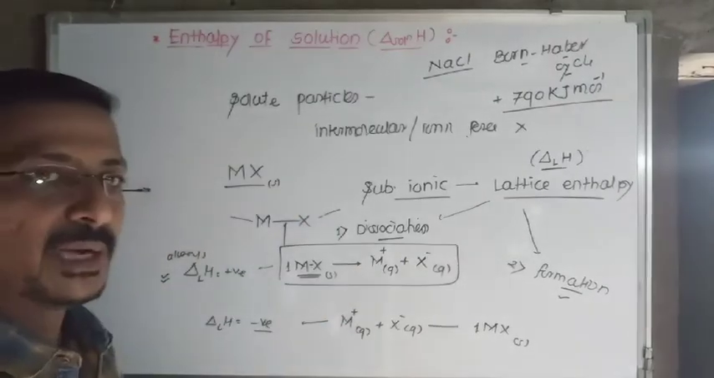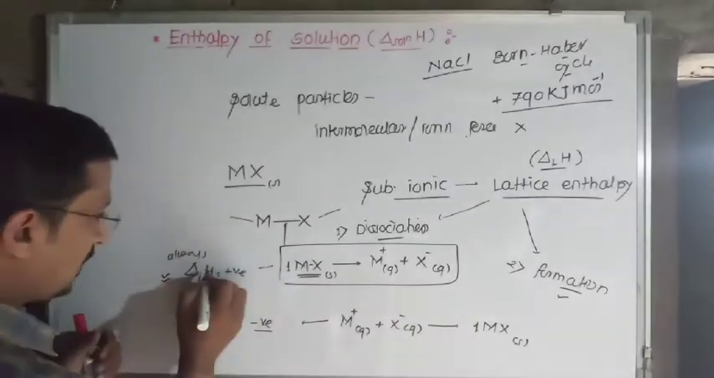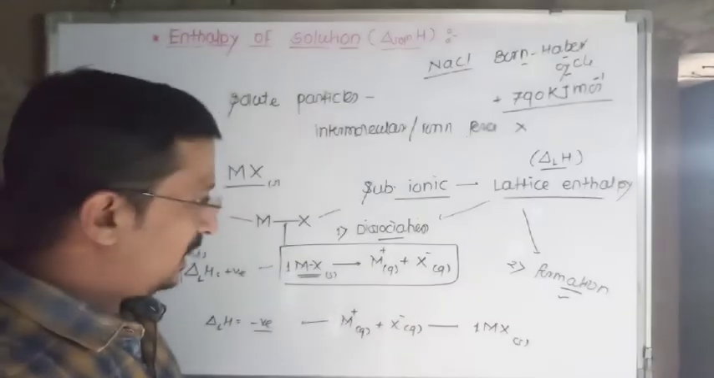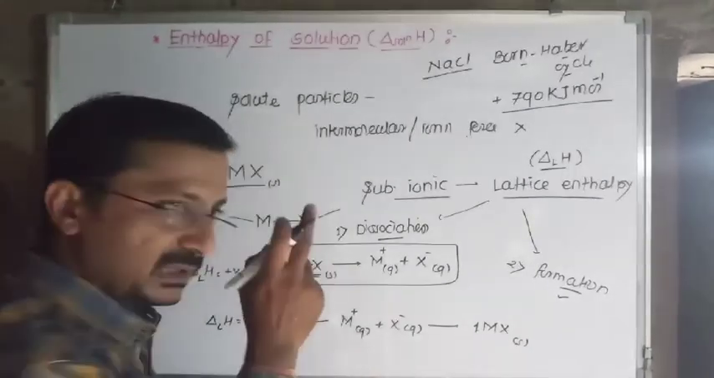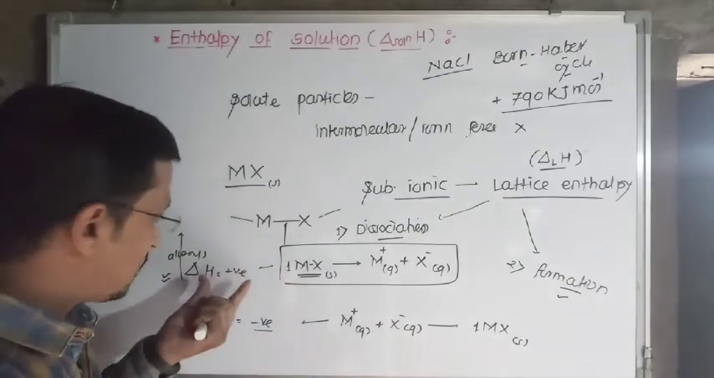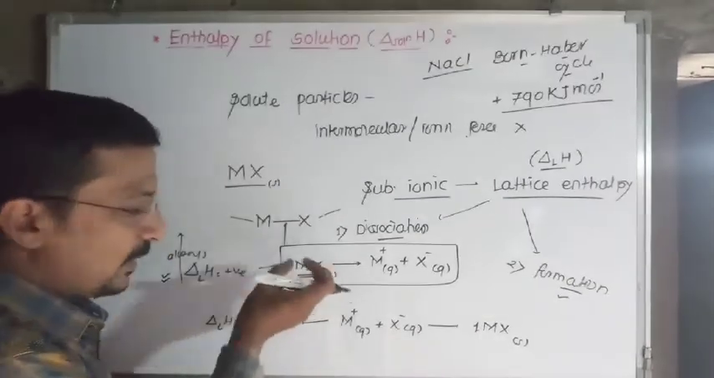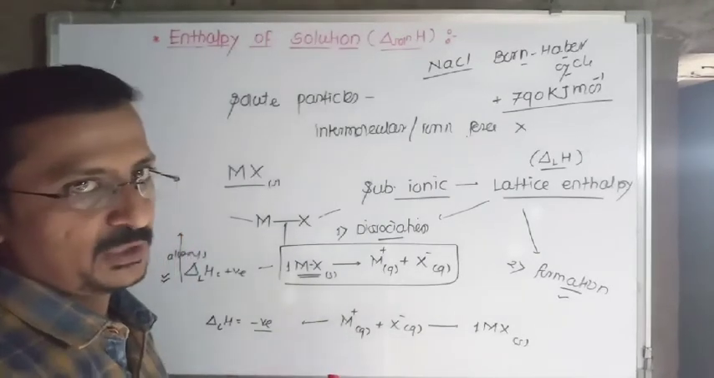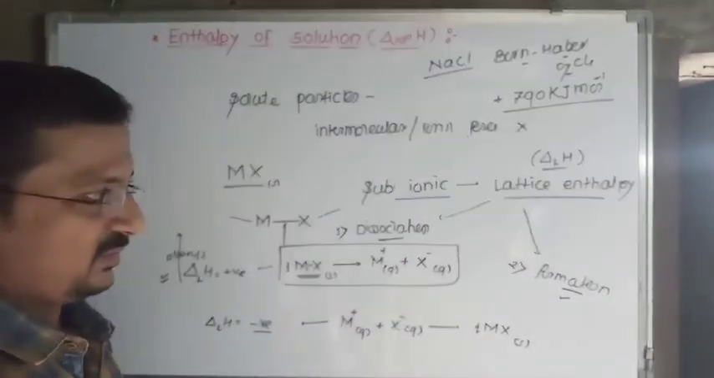Stronger the bond between M and X means if the value of lattice dissociation enthalpy increases, it means the bond between M and X will be that much stronger. And the lower the lattice dissociation enthalpy value, the weaker the bond between M and X. So less energy is required to break that particular bond and separate into gaseous ions, isn't it?